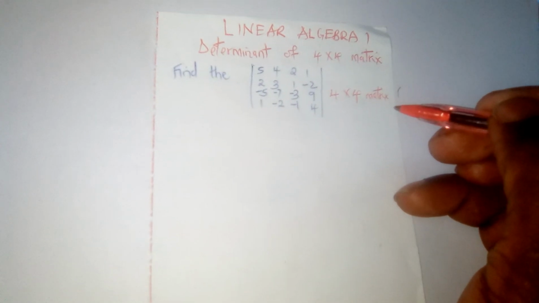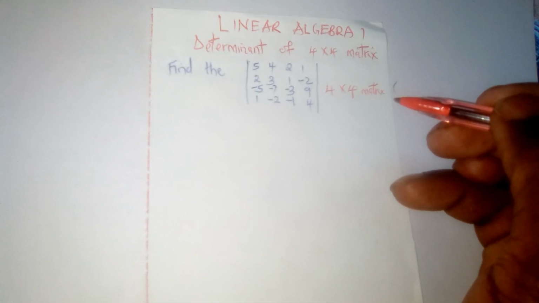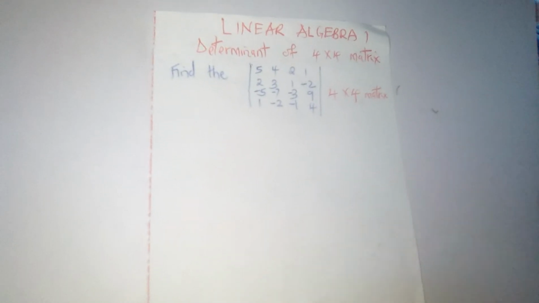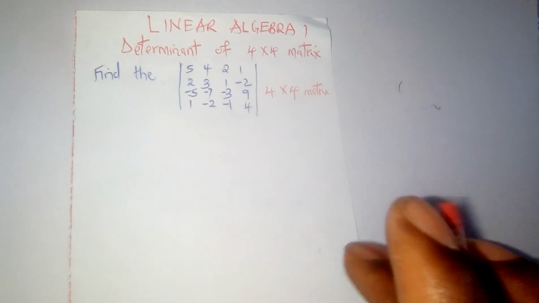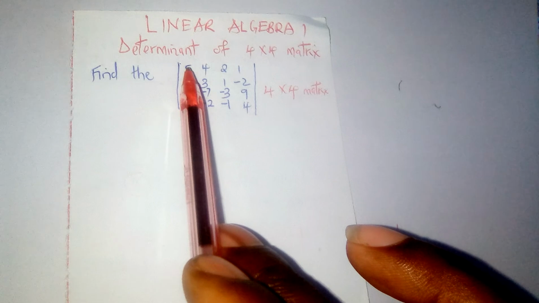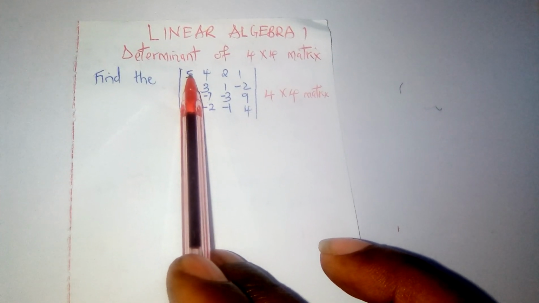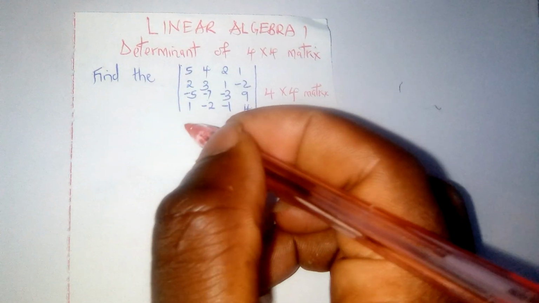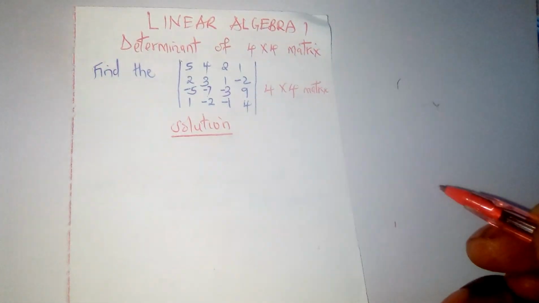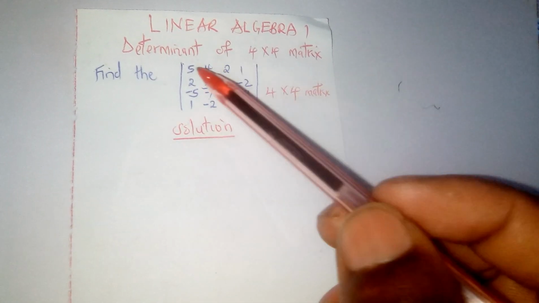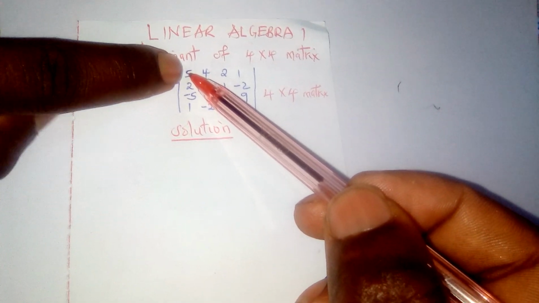Now, for you to get the determinant of a 4x4 matrix, you are required to use a general method concerning rows. You will begin from the first value here on the provided matrix. Let me just write the solution, then I'll show you. I was saying that you just begin with 5 here, then just start at 5.